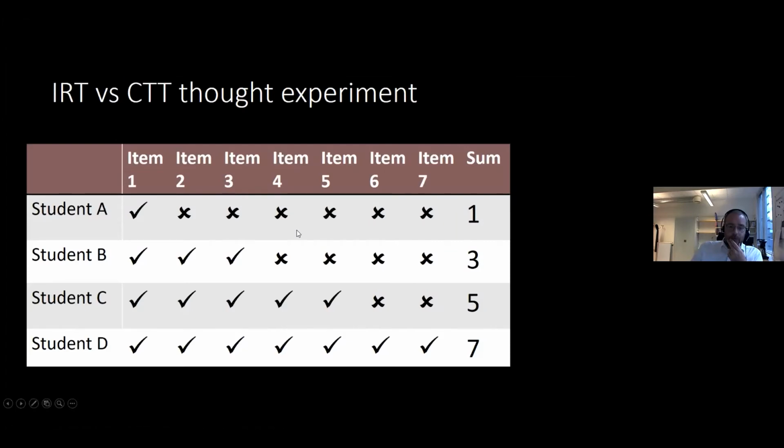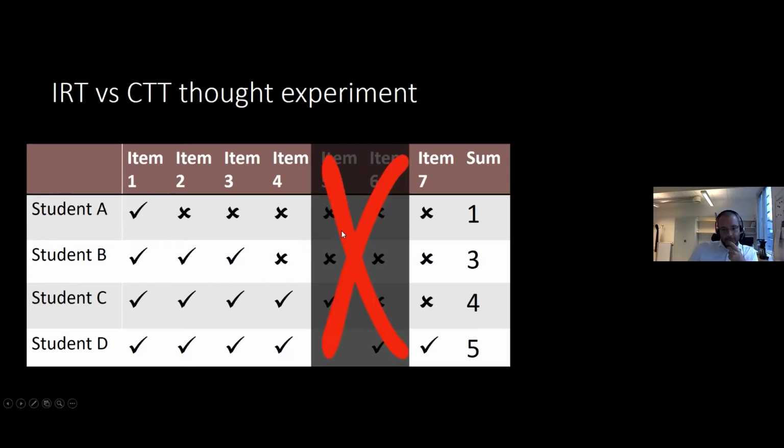So if you have 7 items measuring something, and student A gets 1 point, student B 3, student C 5, and student D 7. And then we just remove item 5 and 6. Suddenly you have a change in the sum score that would screw up how the sum score works. But with IRT, we don't have this problem, especially if we have a large enough item pool. This example does not have a large enough item pool, just to underline that.